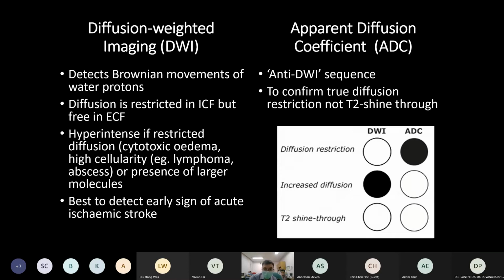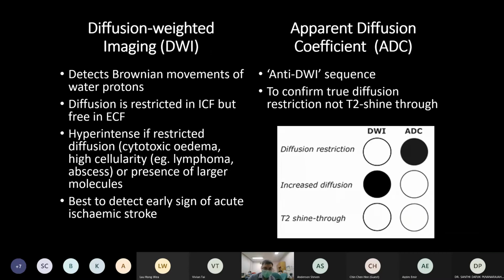Okay, and how about when you look at DWI, which is going to be hyperintense, and ADC is also bright? It means that this is not a true diffusion restriction, but instead this is something we call T2 shine through, which is commonly seen in acute demyelinating disease. I remember Dr. Shanti V taught us about this. You can see DWI is bright, ADC also bright. Then you need to suspect MS, the lesion.